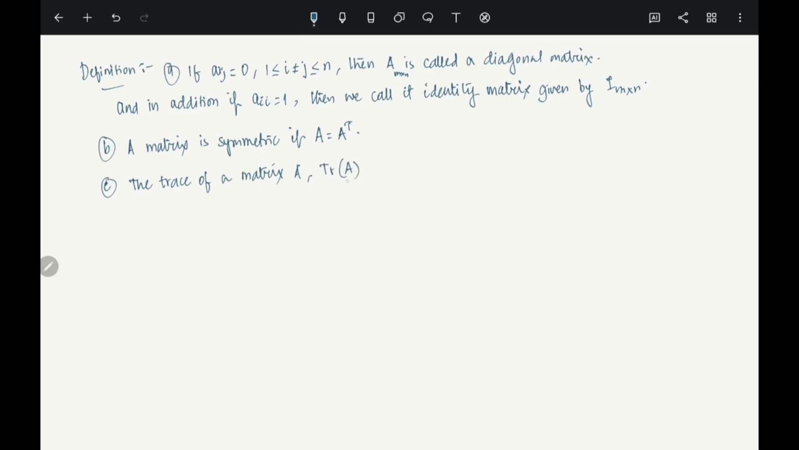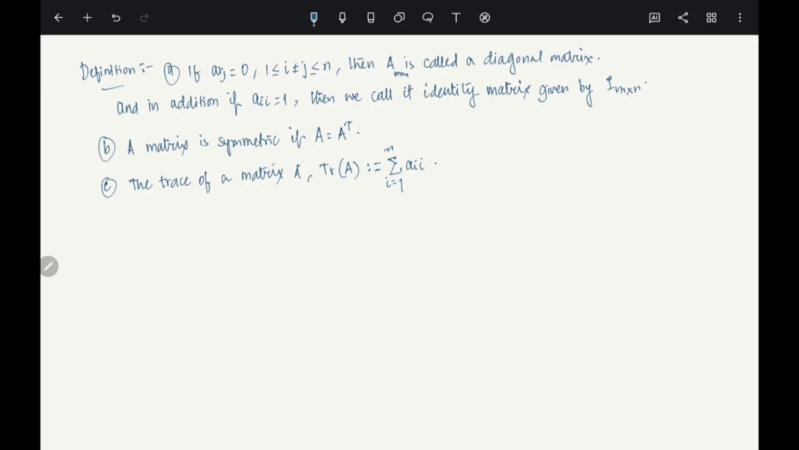Again, I am not going to repeat myself. TR of A is defined as the trace of the matrix, which is nothing but the sum of the diagonal elements A_ii, i equals 1 to n. Clear? Okay, so that is more or less all the definitions which you need. I am assuming that you know some properties of determinants and all that. We are not doing it right now.